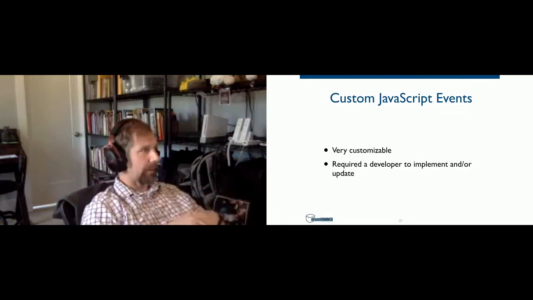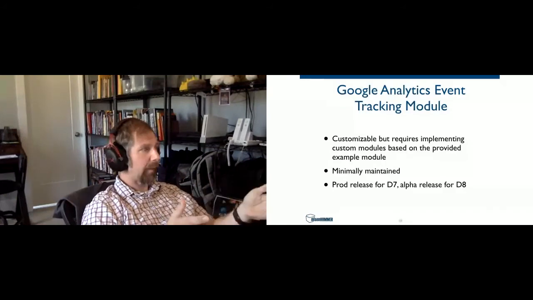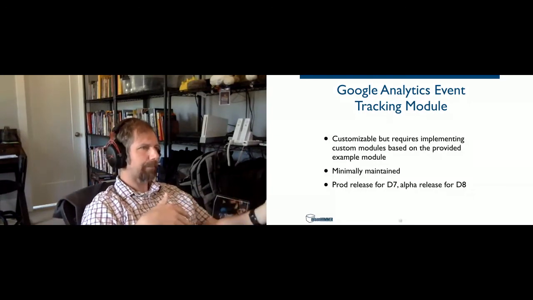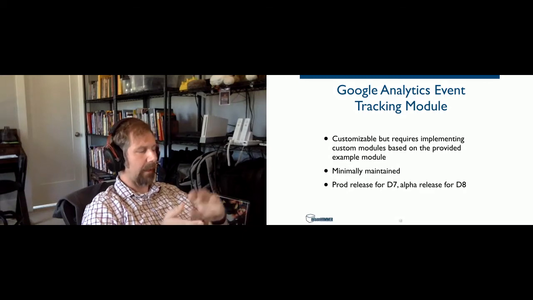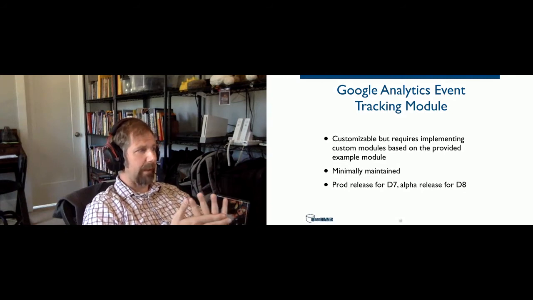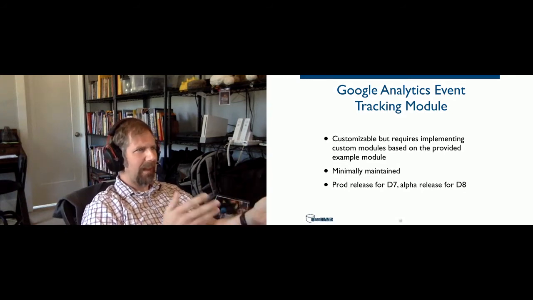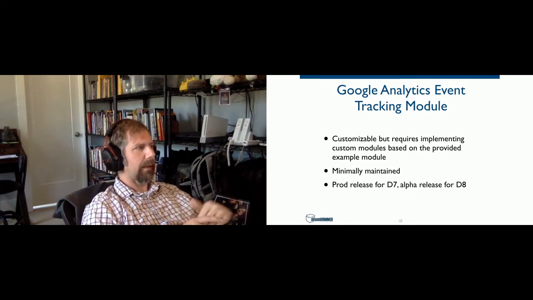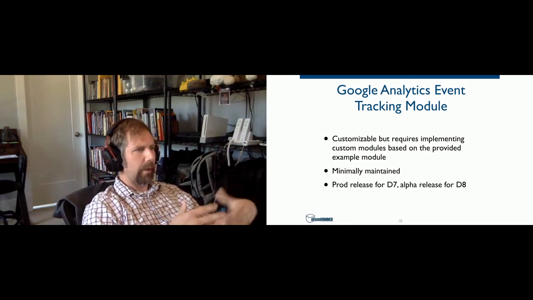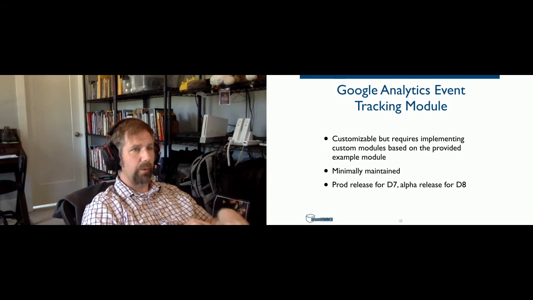Another option is the Google Analytics event tracking module. Customizable, but again, it requires you to implement custom modules for the events you want to track. It's minimally maintained. The analytics module is well maintained, but there's a production release for Drupal 7 and an alpha release for Drupal 8. I think this has gotten a little passé since Google Tag Manager has become more out there. But that's one of the reasons I wanted to talk about it: I think it's a really handy tool.